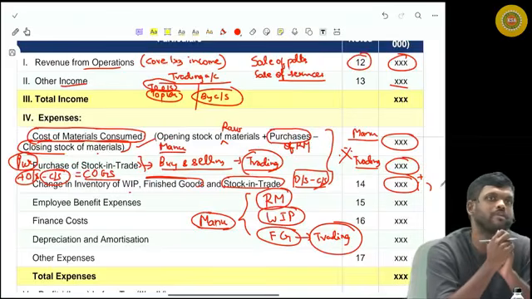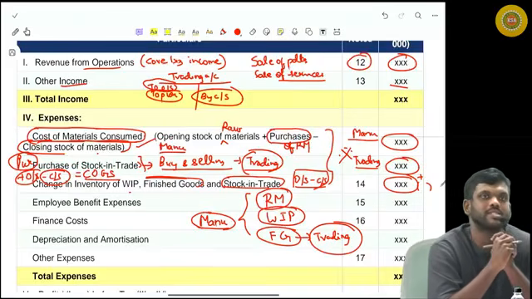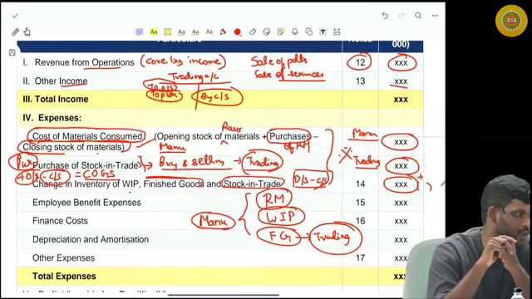Either way, the opening stock minus closing stock will be considered. If it is positive, add it along with the expenses. If it is negative, it needs to be subtracted. Clear? Everybody able to understand this?